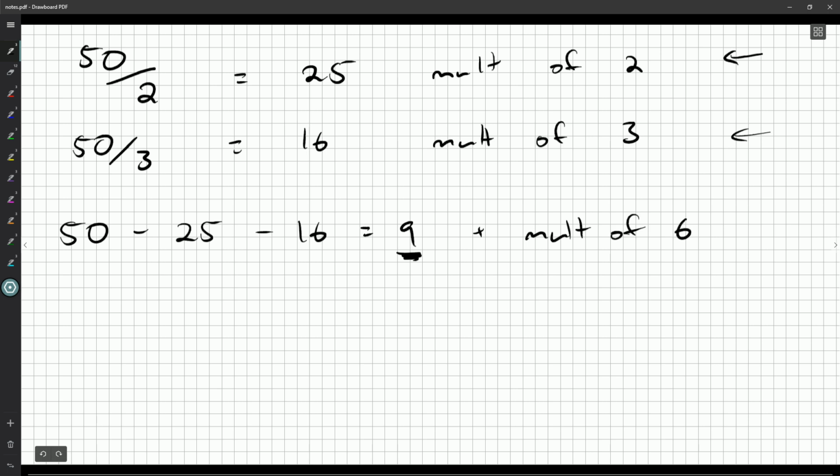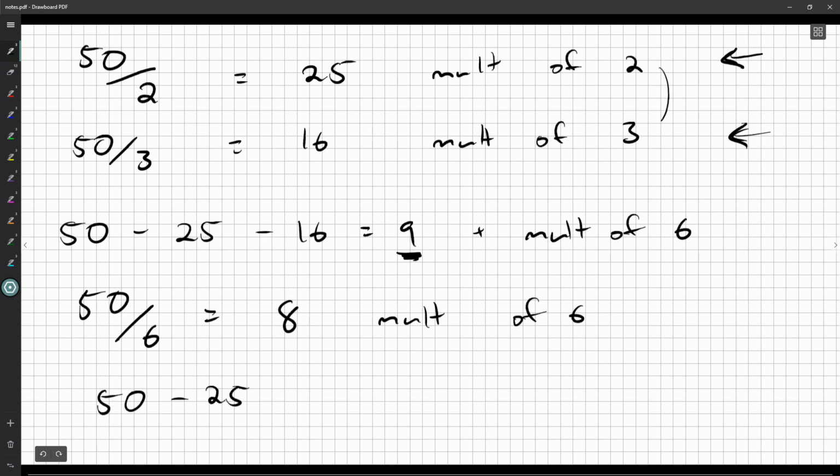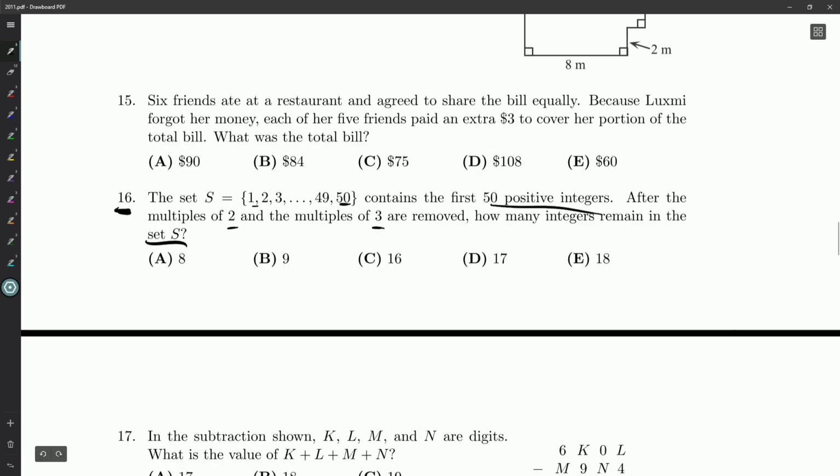This is what's sometimes known as the principle of inclusion and exclusion. You remove everything and then you add back in the intersection of these. So how many multiples of 6 are there? Well, 50 over 6, again, it's close, but you get 8 of them. So we add those 8 back in. Take the whole thing, get rid of the multiples of 2, get rid of the multiples of 3, add back in the things that you've subtracted too many times, the multiples of 6, and we get 9 plus 8, which is 17 again.